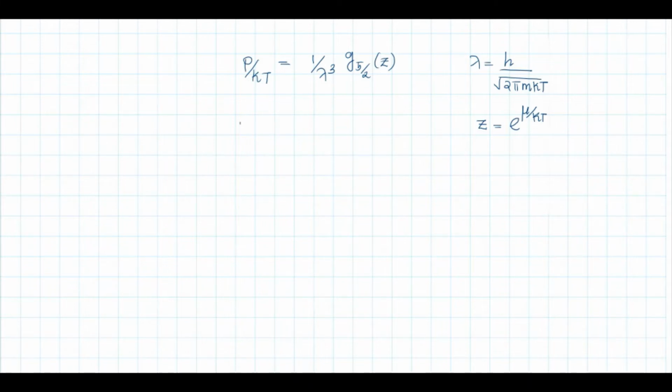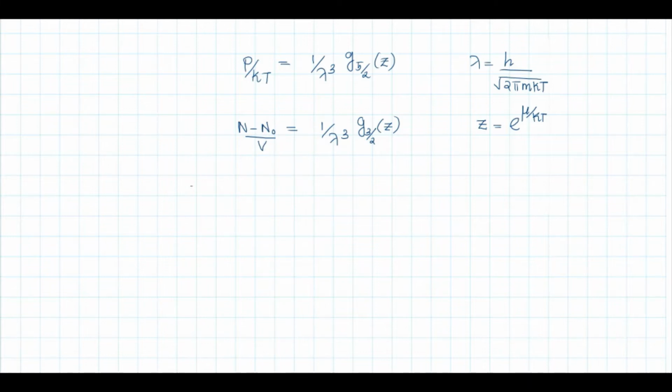And the second equation was (N minus N0) divided by V is equal to 1 by lambda cubed g 3/2 of z. Here N is the total number of particles in the system, N0 is the number of particles in the ground state, that is the state with energy E equal to 0, and V is the volume of the system.